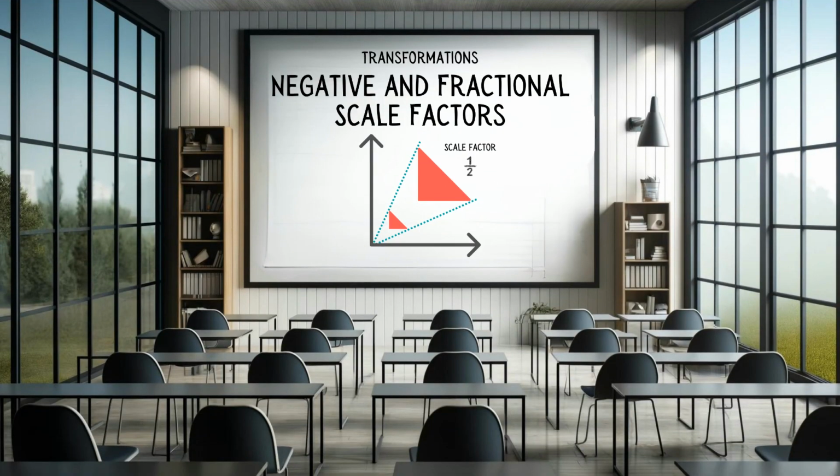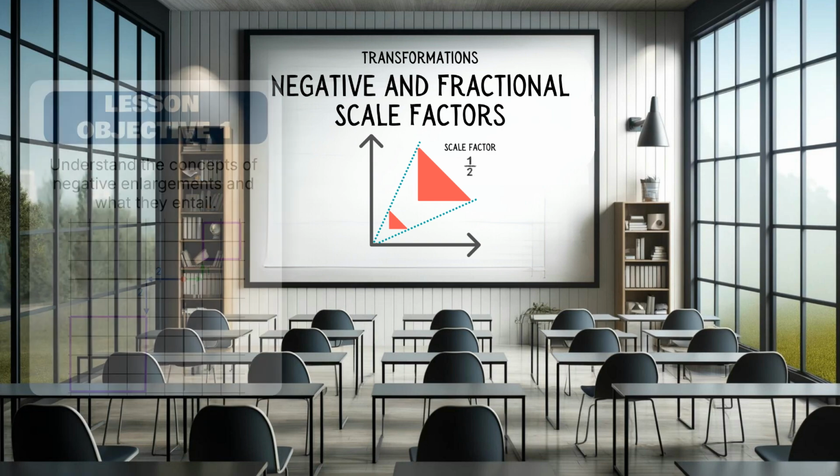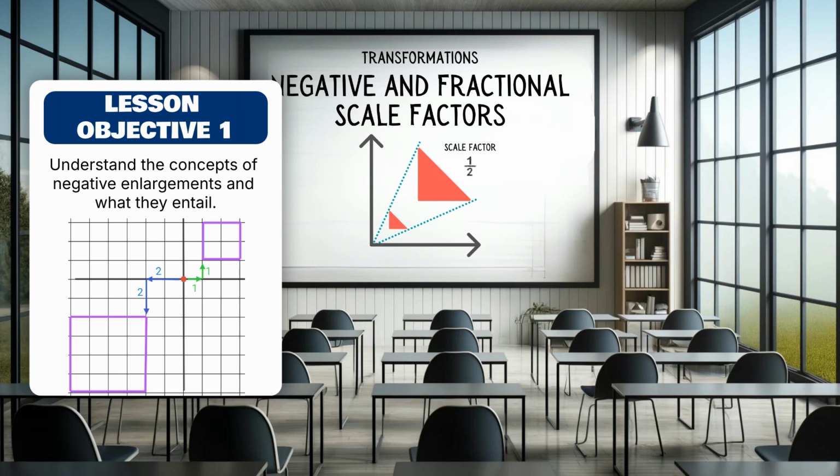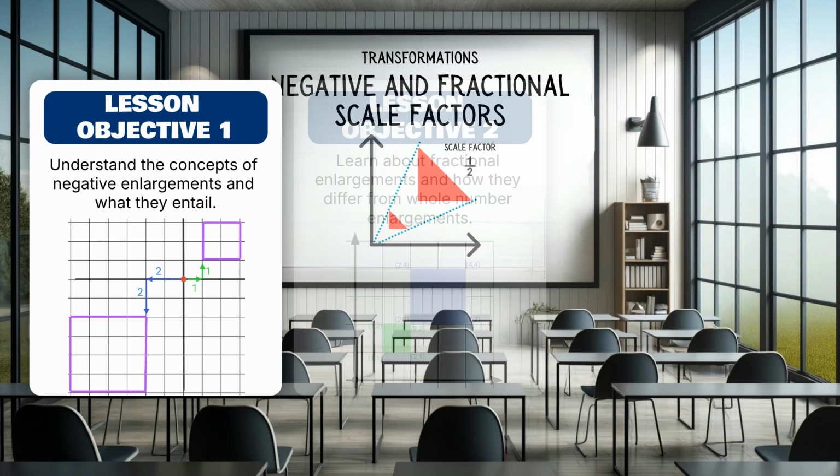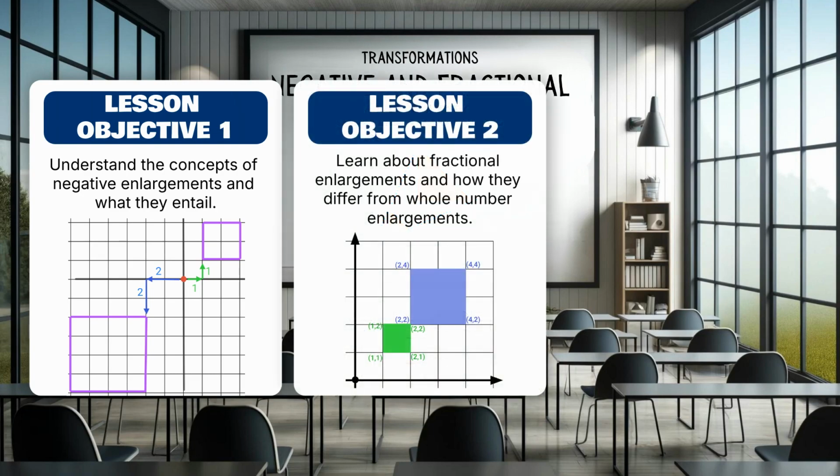In today's lesson, we explored the concepts of negative and fractional enlargements, focusing on what they involve and how to draw them. We began by recapping what an enlargement is in geometry, transforming a shape by a scale factor, which changes the size but not the shape. We then delved into negative enlargements, where the scale factor is a negative number. This not only changes the size of the shape, but also reflects it across the center of enlargement, effectively flipping the shape. Next, we examined fractional enlargements, where the scale factor is a fraction less than 1. This reduces the size of the shape while maintaining its proportions.